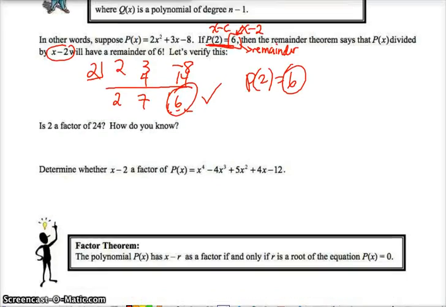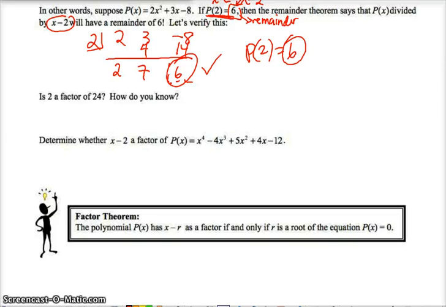Okay, now let's switch gears. Let's look at the factor theorem. What are factors? So is 2 a factor of 24? So yes it is. How do you know that?